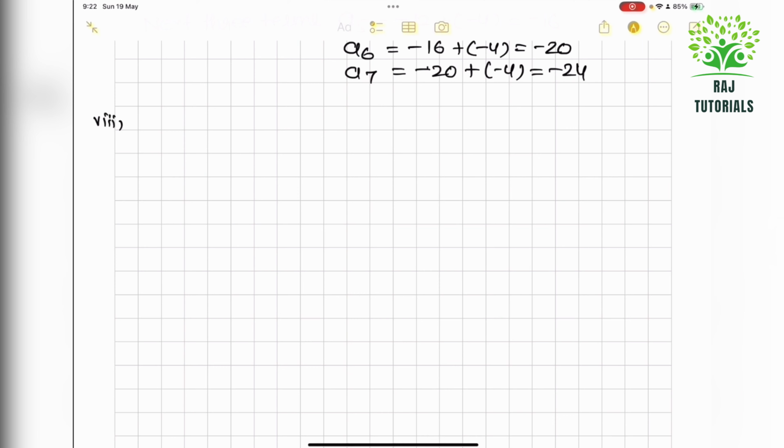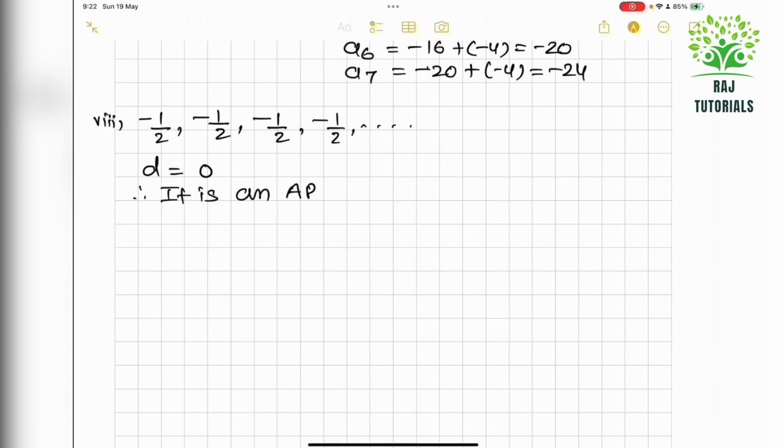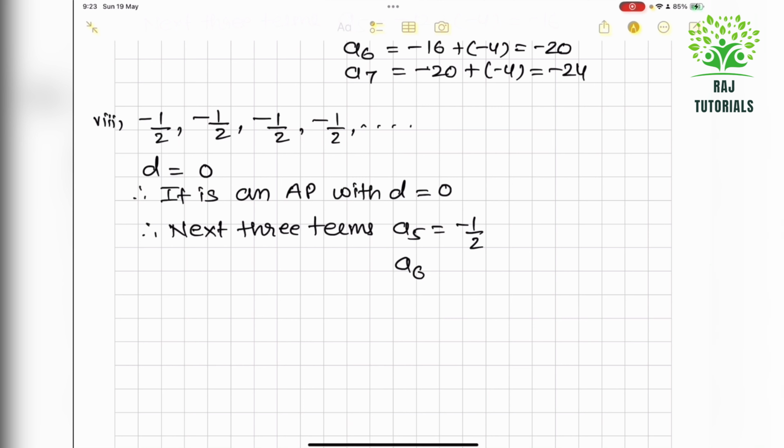Eighth one, minus half, minus half, minus half, minus half, and so on. So I can clearly see D will be 0. Therefore it is an AP with difference 0. So next three terms: A5 will be minus half, A6 will be minus half, A7 will be minus half.